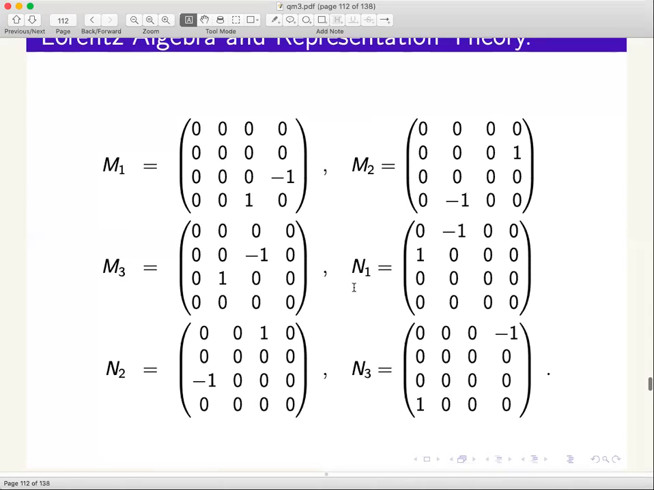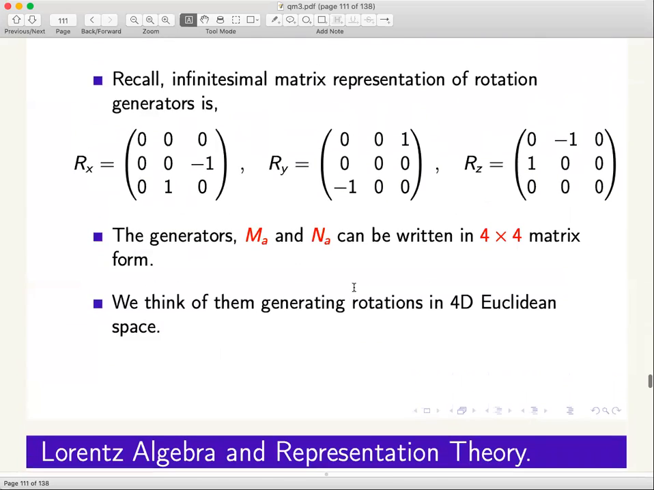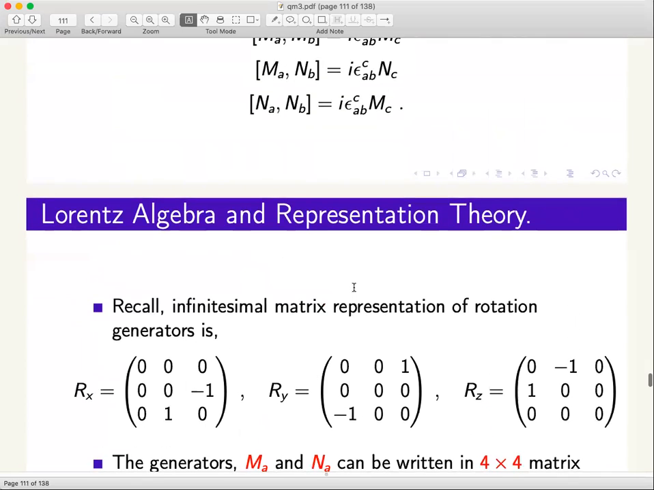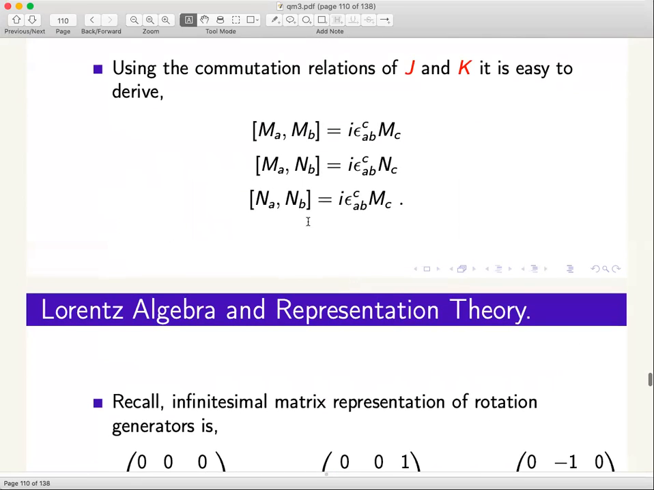Okay, so what we have done basically by changing this basis is to write down J and K generators in terms of M and N generators, where M and N generators are actually generators of rotation in 4 dimensions. Okay, is it making sense?